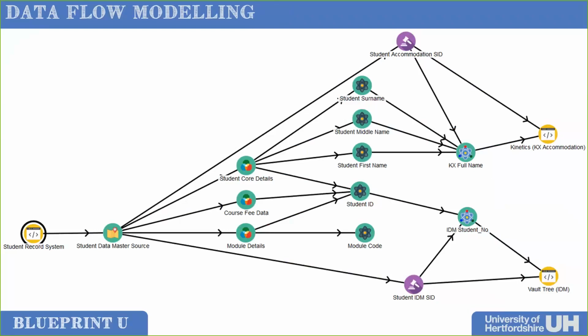We have a data set of course fee data, so courses and the costs of being on those courses, and a data set of module details. There are obviously other ones; I've kept this simple for the purposes of this screenshot. Within our student core details, we've got a surname, a middle name, and a first name. We also have a student ID, and you'll notice that it actually sits within all of the core data sets because it allows us to uniquely identify a student.